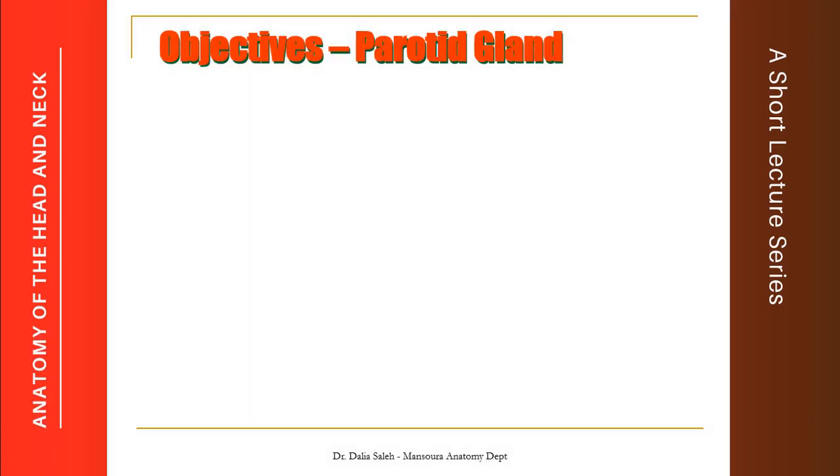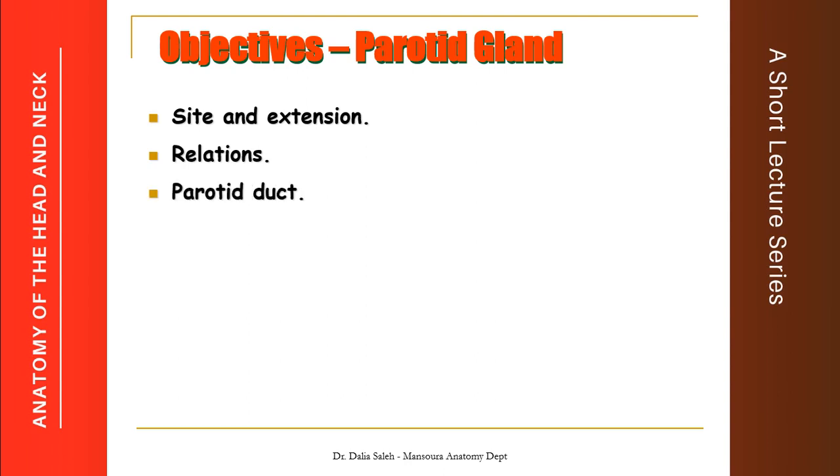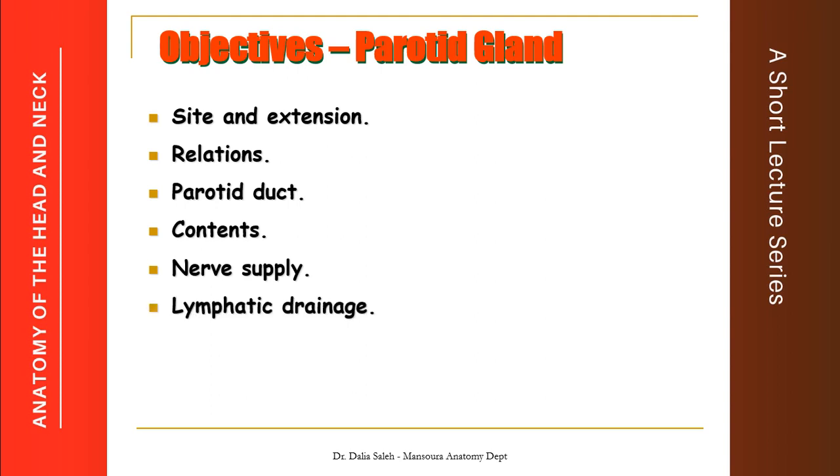In this presentation, we're going to cover the following points. First, we will talk about the site and the extension of the parotid gland, its relations. Then we will talk about the parotid duct, its relations and where it terminates. And then we will talk about the contents of the parotid gland and their arrangement. Then the nerve supply of the parotid gland, both the sensory and the secretomotor. And finally, its lymphatic drainage.